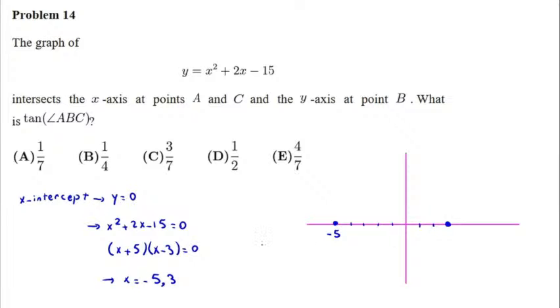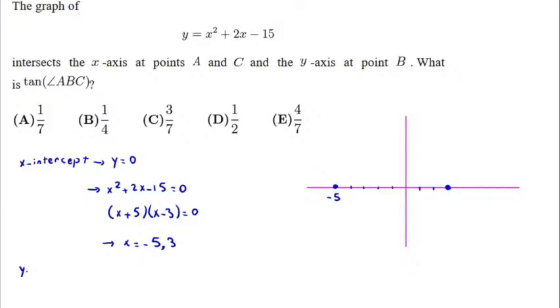Now, the next part, the y-intercept. x has to be 0. If you replace x with 0 here, then y equals 0 squared plus 2 times 0 minus 15, which will be negative 15. So it's 3. And this part, let's continue a little. It will be 15. Now, it says A and C are these points and B is this point.